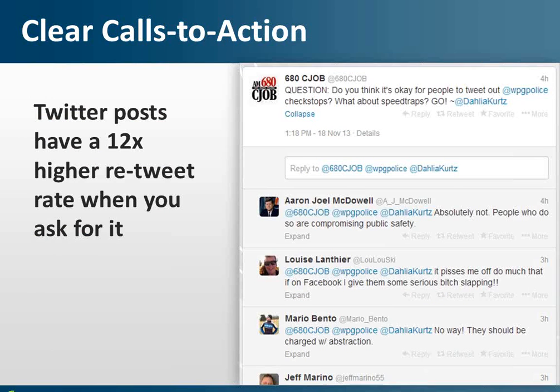And finally, for Twitter, clear calls to action are very important. Spelling out your expectations in a post is statistically proven to increase engagement on Twitter, as you can see here. If you want people to retweet, tell them. Ask them to retweet. If you want them to answer a question, click a link or favorite your post, spell it out. Tell them to do it, and they're more likely to do so.